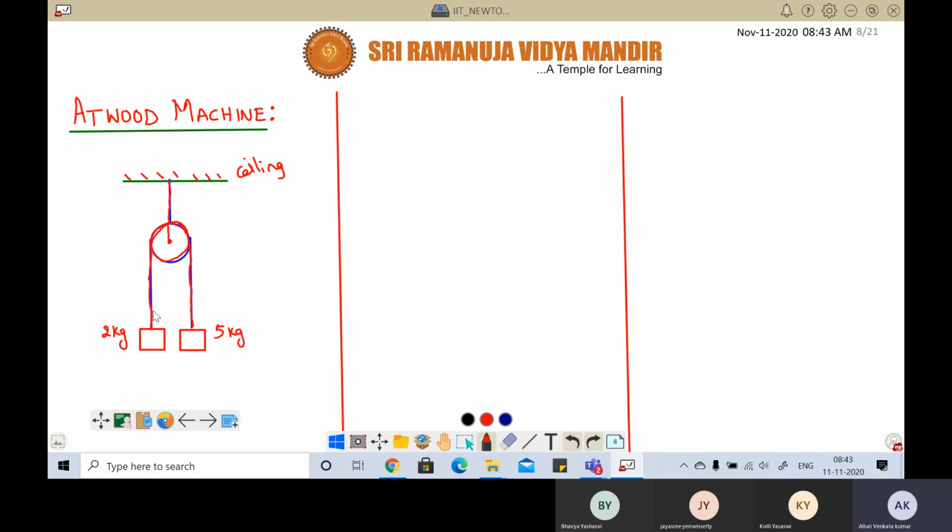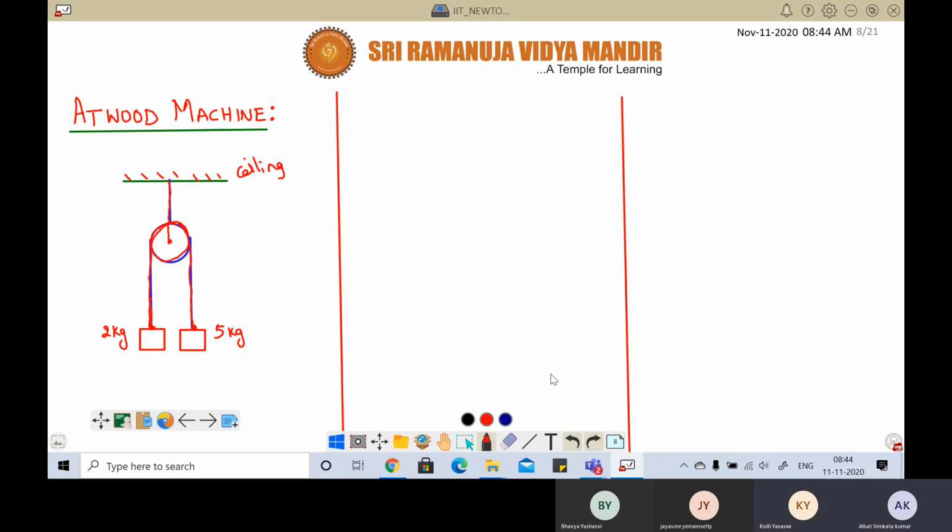Now to the other ends of this second string, two blocks are connected, 2 kg and 5 kg. Initially they are at the same level. We are holding them. Now we release them. If you release them, what will happen to these two blocks of mass 2 kg and 5 kg?